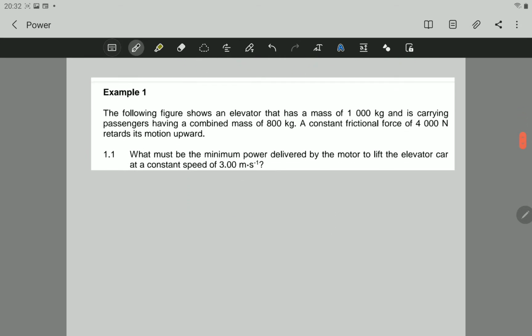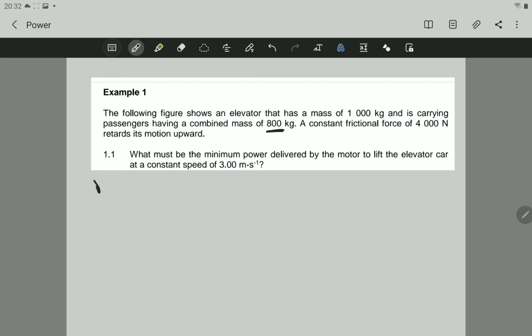The following figure shows an elevator that has a mass of 1,000 kilograms and it carries passengers having a combined mass of 800 kilograms. This is the mass of the passengers. A constant frictional force of 4,000 newtons retards its motion upward. So the elevator is moving upward, and the frictional force is in the opposite direction of motion, and therefore it is downward. What must be the minimum power delivered by the motor to lift the elevator car at a constant speed of 3 meters per second?